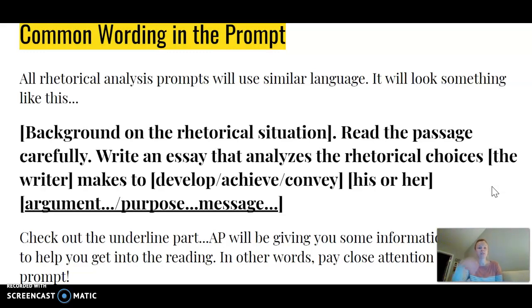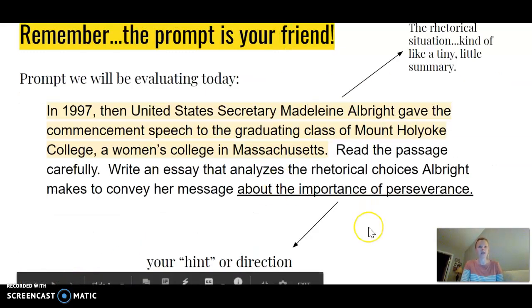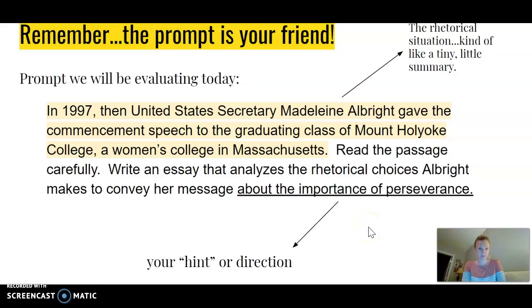So in other words, pay close attention to the prompt. I know that this is probably super nerdy, but I stand by it. The prompt is your friend. The prompt can help you. I know it's easy to open it up, read it and think, holy cow, I don't know this word, I don't know that word, but the prompt is there to help you. They spend a ton of time analyzing these prompts before they ever roll them out. They give them test runs because they want you to know what the prompt is talking about so that they can get a good view of what your writing is like. So always remember, the prompt is your friend. Okay, so we're going to take a look at this prompt.